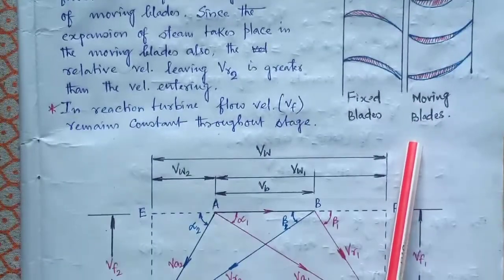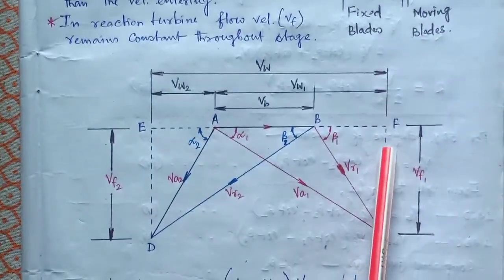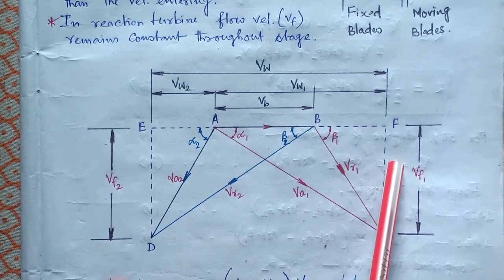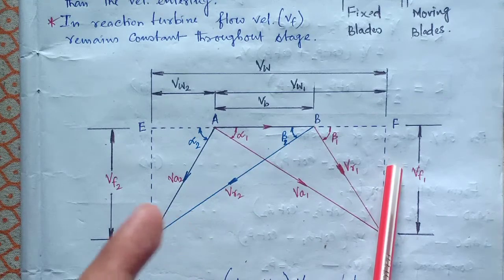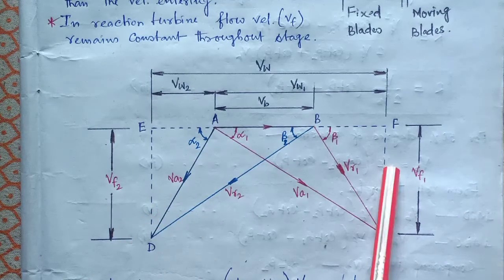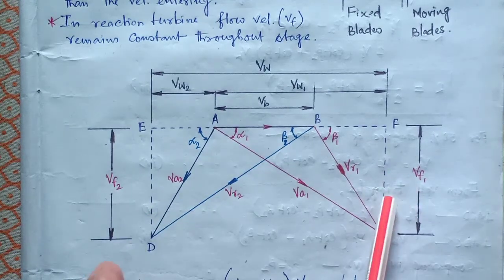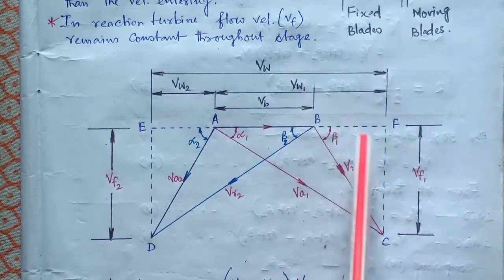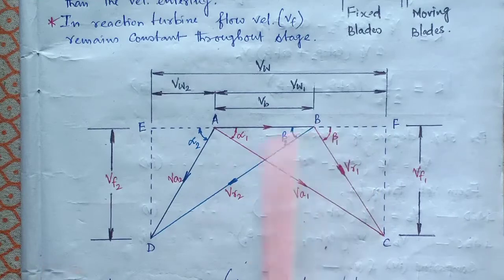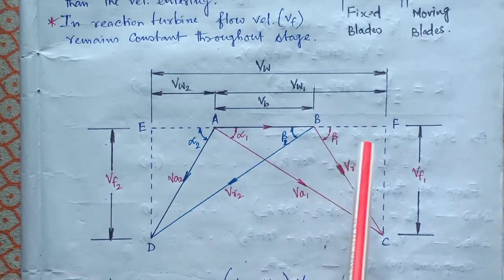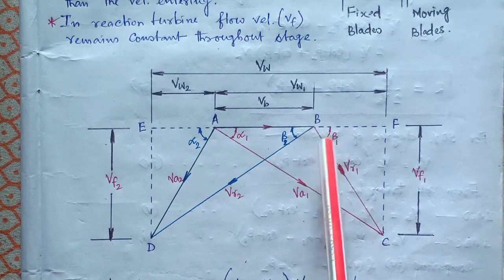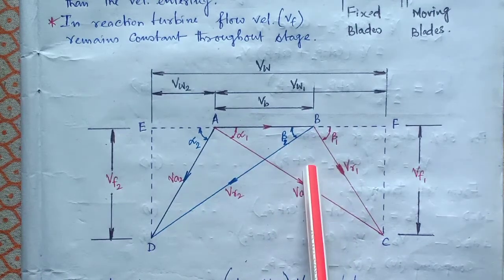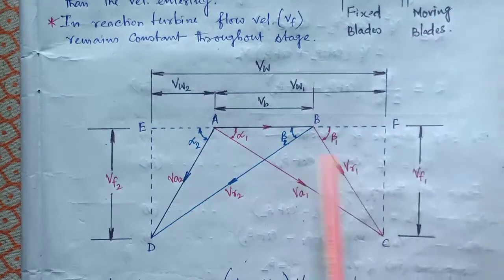So it is much more similar to the combined velocity diagram of the impulse turbine. I did not draw separate velocity diagrams, meaning a velocity diagram at entering and a velocity diagram at leaving, separately, because you already have a good idea about this.